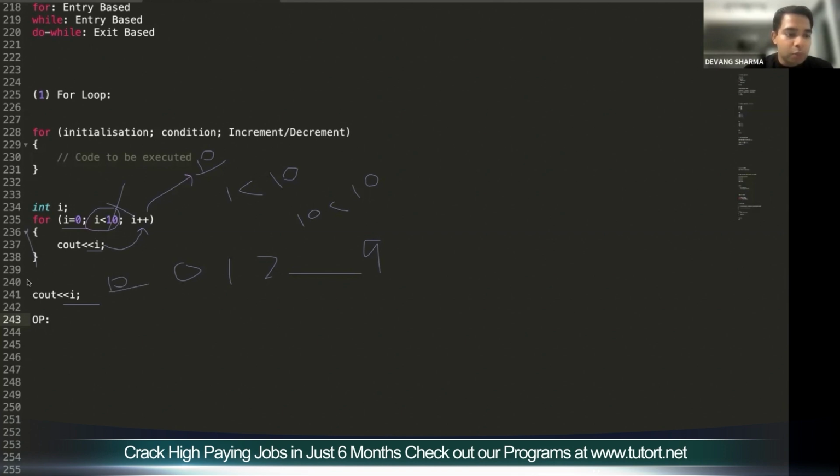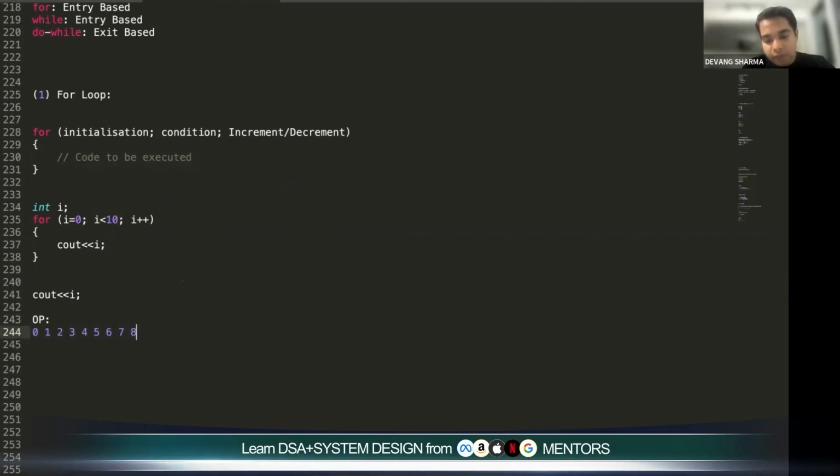Okay. So the correct output is: inside the loop, it printed 0, 1, 2, 3, 4, 5, 6, 7, 8, 9. Outside the loop, it printed the value 10.